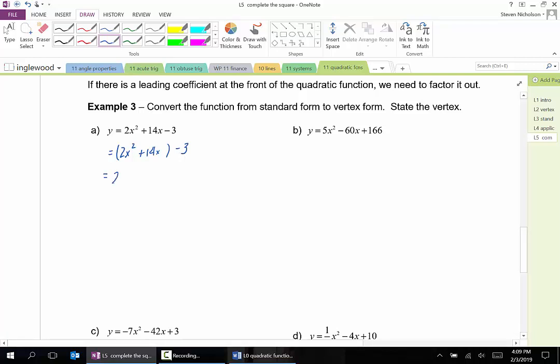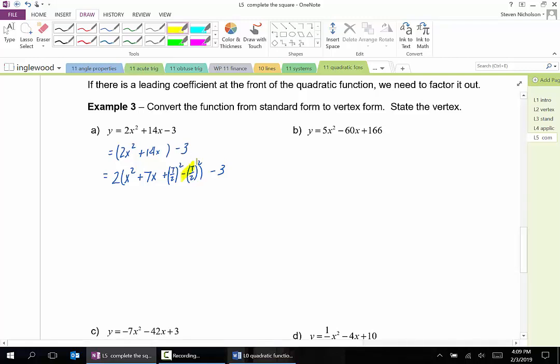So in this one right here, we're going to factor out a 2 from both of these pieces, and what we get is x squared plus 7x. Then we're going to complete the square. We're going to take half of the middle term, the x term, and square it. And again, it's always positive. So we're going to have 7 over 2 squared, and then we also have to add the opposite.